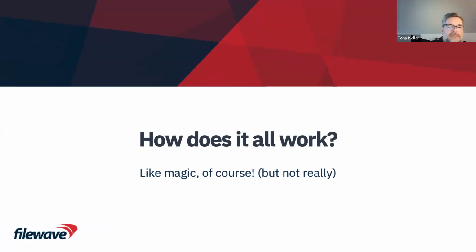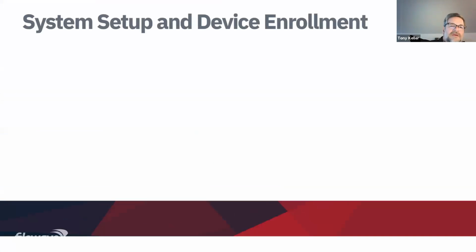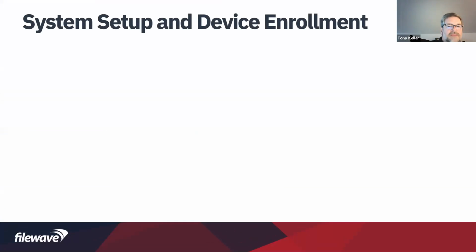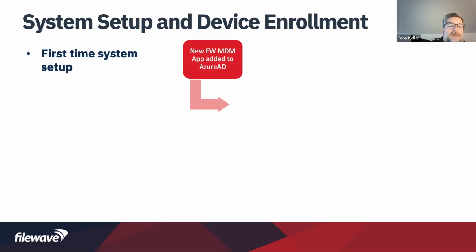So let's talk about how some of the things work, at least. We're going to talk about the initial system setup, and we're going to talk about device enrollment. And this is definitely at a 50,000-foot view, just trying to give you a feel for what's involved. So for the first time system setup, we're going to create a new FileWave MDM app in the Azure AD portal. It's not dissimilar from the app that we have to build actually to do the IDP integration that we talked about before, but basically you're building a new web application. That sounds much more complicated than it is. It's a few clicks and typing in values in a couple of fields.